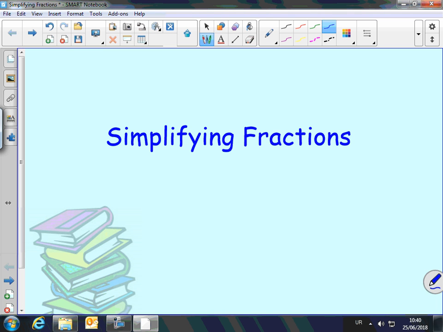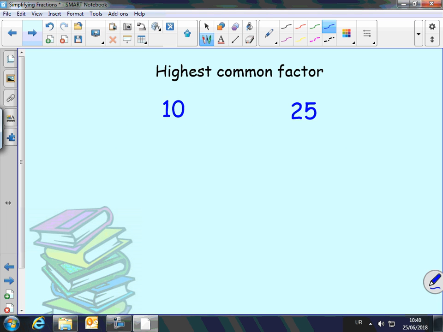Simplifying fractions. Before now, we have looked at finding the highest common factor between two numbers. So this is just a quick reminder of how we do that. To find the highest common factor, first of all, we have to write out all the factors of 10 and 25. So 1 times 10, 2 times 5, and there are no other factors, so written out in order that would be 1, 2, 5, and 10.